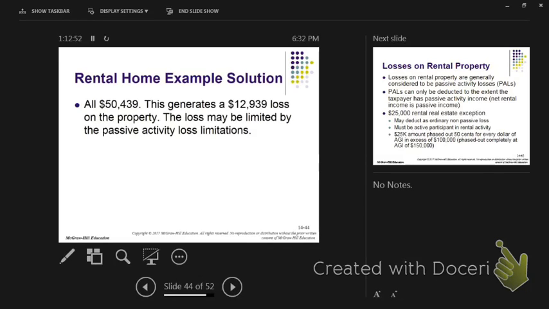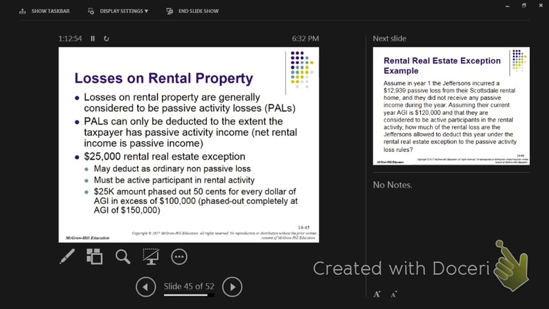etc., right? All right. So losses are generally not allowed for passive activity losses unless you have passive activity gains, which was one of the chapters you guys did not like, right? But in that chapter, we talked about except rental activities. So $25,000 is the exception. You must be an active participant in the rental activity in order to do that.